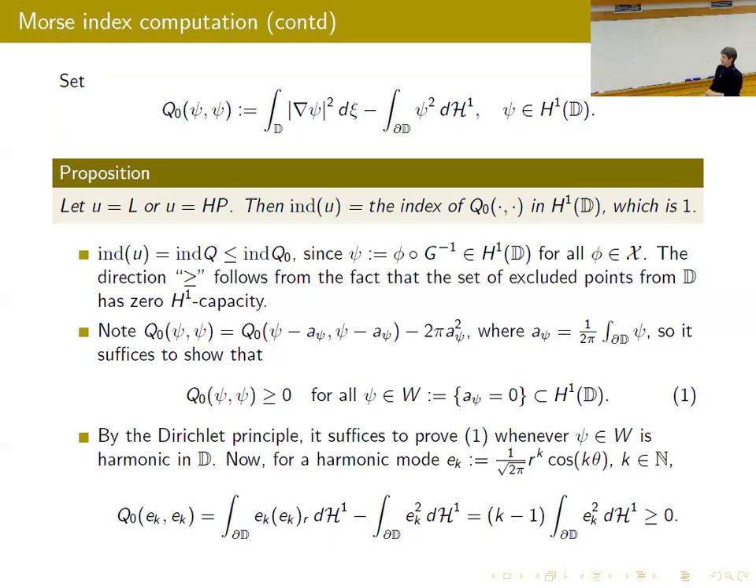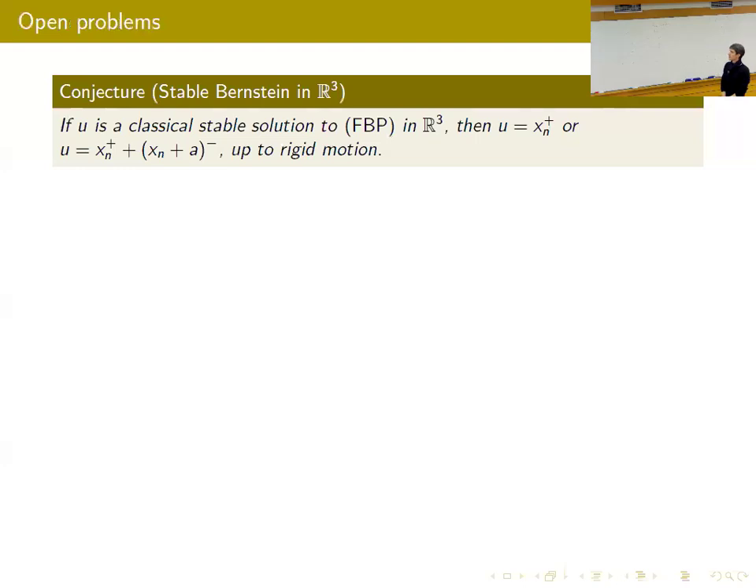When you compute the second variation, the gradient term, by integration by parts, can be shown to be the same as a boundary term. It's just e_k times the normal derivative of e_k, and the normal derivative of e_k just gives me k times e_k. So in the end, I just have k minus 1, which is nonnegative when k is at least 1, and I have removed the 0 mode. Okay, so this is the proof of the index.